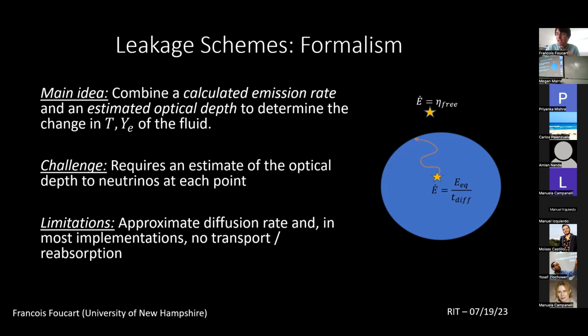Now, at the base level, with just these methods here, you do not actually include reabsorption of neutrinos emitted at one point and reabsorbed at another point, which is going to have an important impact on the composition of your outflows. The leakage schemes are not very good as is at predicting the composition of the outflows. There are ways to go around that, which have been used in simulations of disks, for example, but they have not been used so far in direct merger simulations.